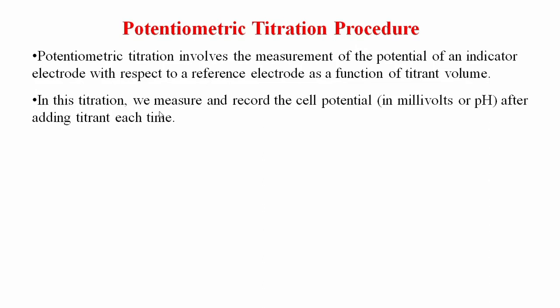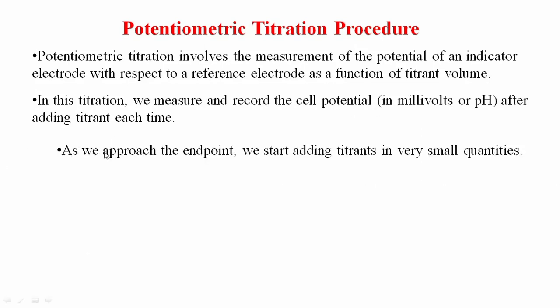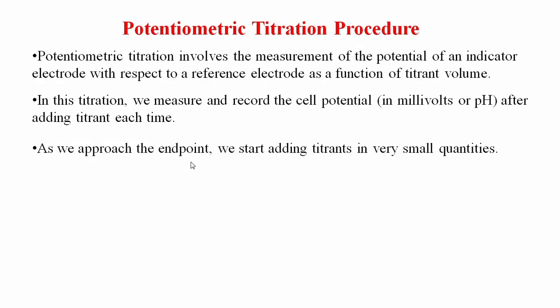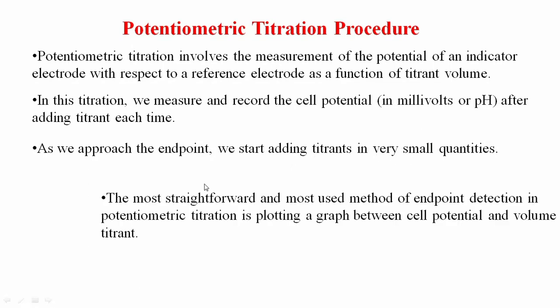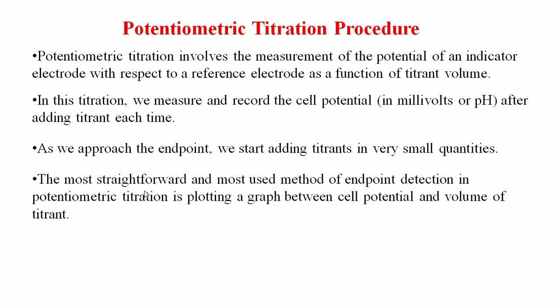In this titration, we measure and record the cell potential after adding titrant each time. As we approach the end point, we start adding titrant in very small quantities. The most straightforward and most used method of endpoint detection in potentiometry titration is plotting a graph between cell potential and volume of titrant.